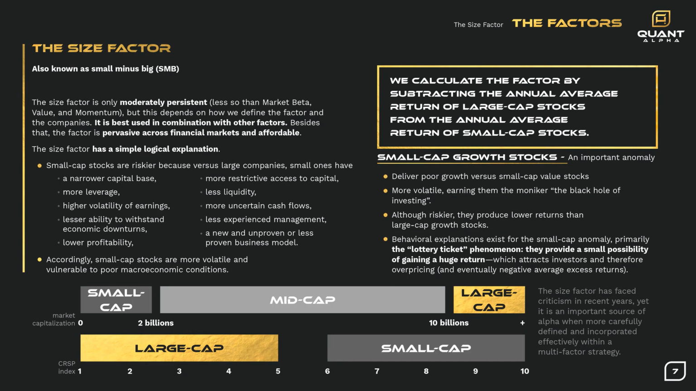The size factor. Small and mid-cap stocks commonly outperform large-cap stocks, making size an investment factor. Also known as small minus big, SMB, we calculate the factor by subtracting the annual average return of large-cap stocks from the annual average return of small-cap stocks. Stocks with a market capitalization of under $2 billion are small-cap, between $2 billion and $10 billion, mid-cap, and over $10 billion, large-cap. Another definition categorizes stocks within deciles 6 to 10 of the CRSP index as small-cap stocks, and those within deciles 1 to 5 as large-cap.